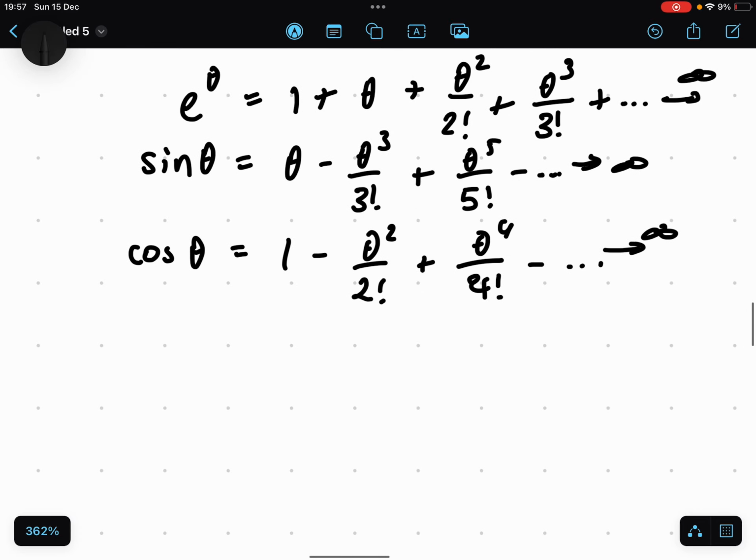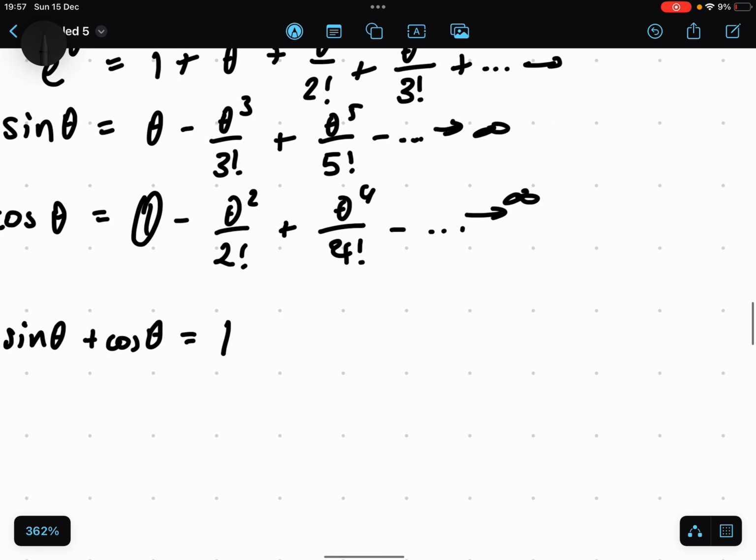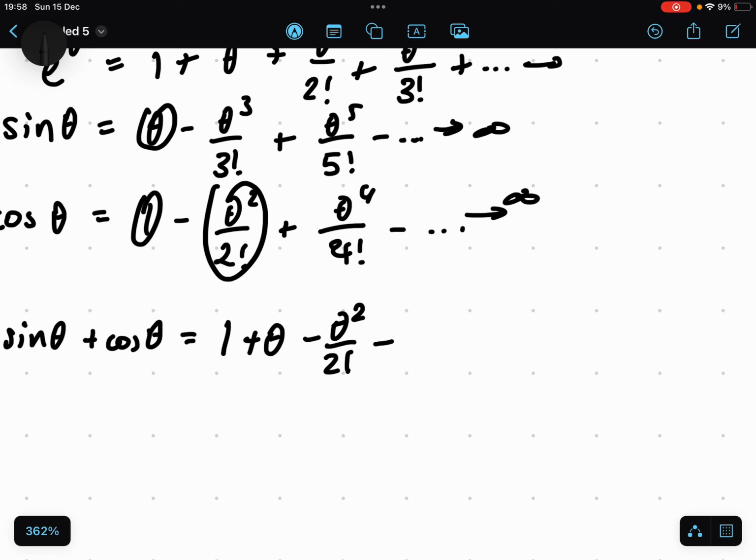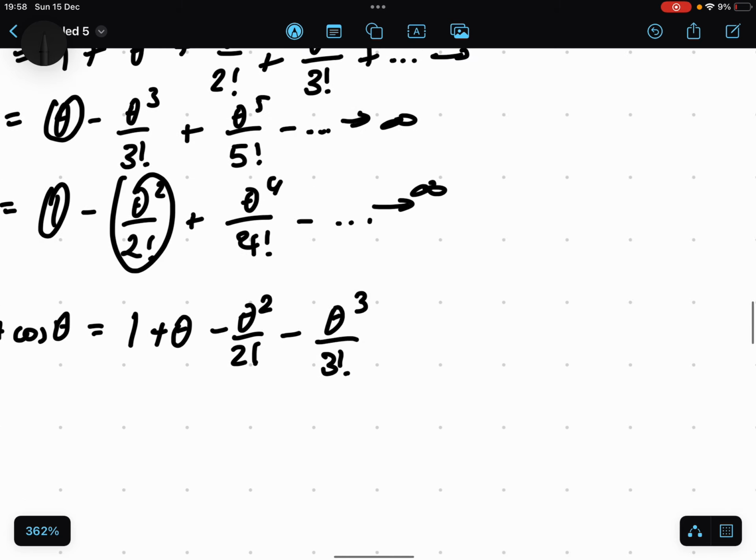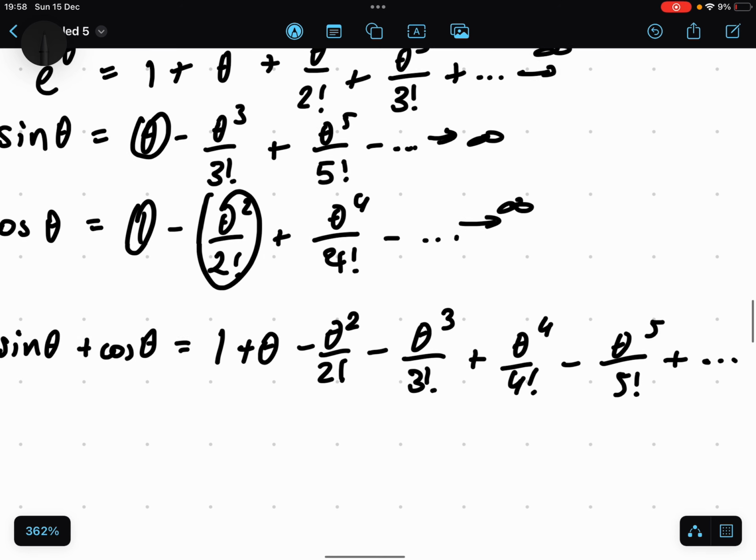If I take just sine of theta plus cosine of theta, that's just going to give me 1, so that's this part, plus theta, which is this part, minus theta squared over 2 factorial, which is this part, minus theta cubed over 3 factorial, and then plus theta to the 4 over 4 factorial, minus theta to the 5 over 5 factorial, and then plus so on. So you're going to get this kind of thing going on.